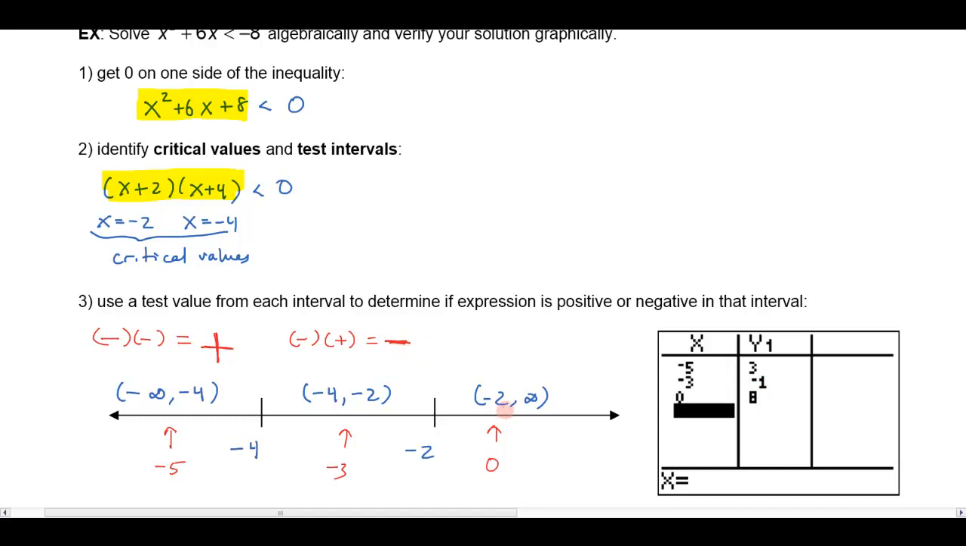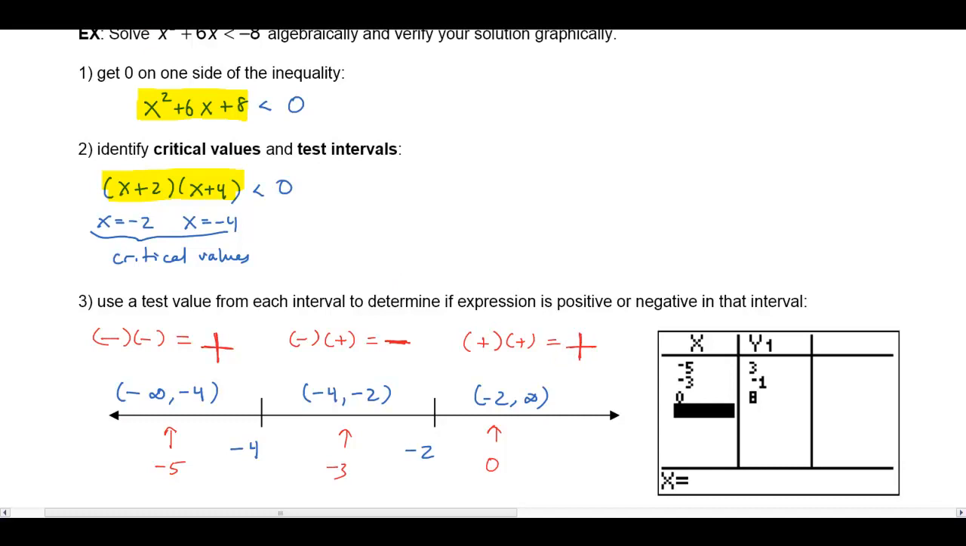If I plug in 0, again I can see I'm going to get 0 squared plus 0 plus 8. That's 8. Or down here, 0 plus 2 is 2, and 0 plus 4 is 4, and 2 times 4 is the same 8. Or just dealing with the signs, if I plug in 0, I get 2, something positive. 4 is something positive, and a positive times a positive is certainly a positive number.